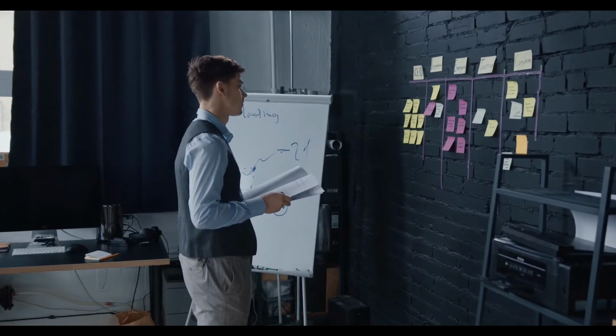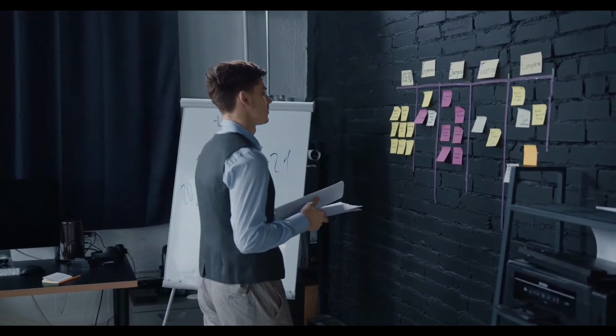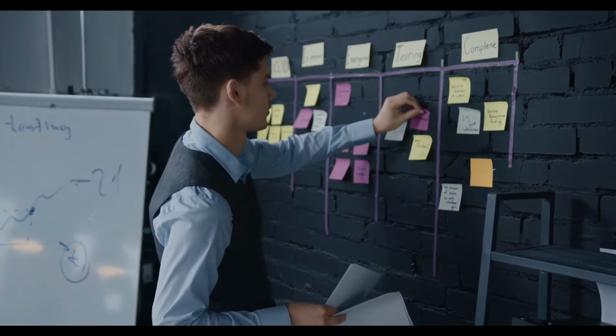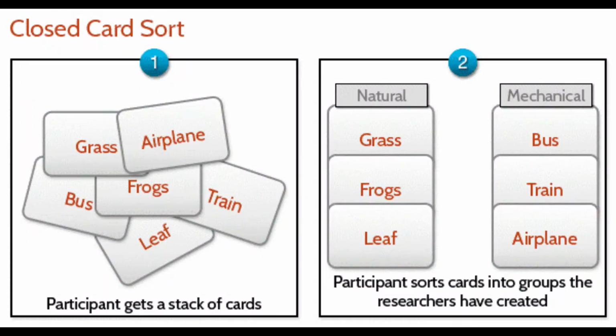Whereas in closed card sorting, the users are given a predetermined set of category names and they are asked to organize the individual cards into these predetermined categories. So the participant gets a stack of cards and the categories are already defined, like natural, mechanical. The main category is already defined, like your menu. Under natural, what are the labels or subcategories that fit in? That's what the user needs to define. So the user will assign or stack those cards under the natural category, and under mechanical he or she will align bus, train, airplane based on his or her mental model. So participants sort cards into the groups the researchers have already created.